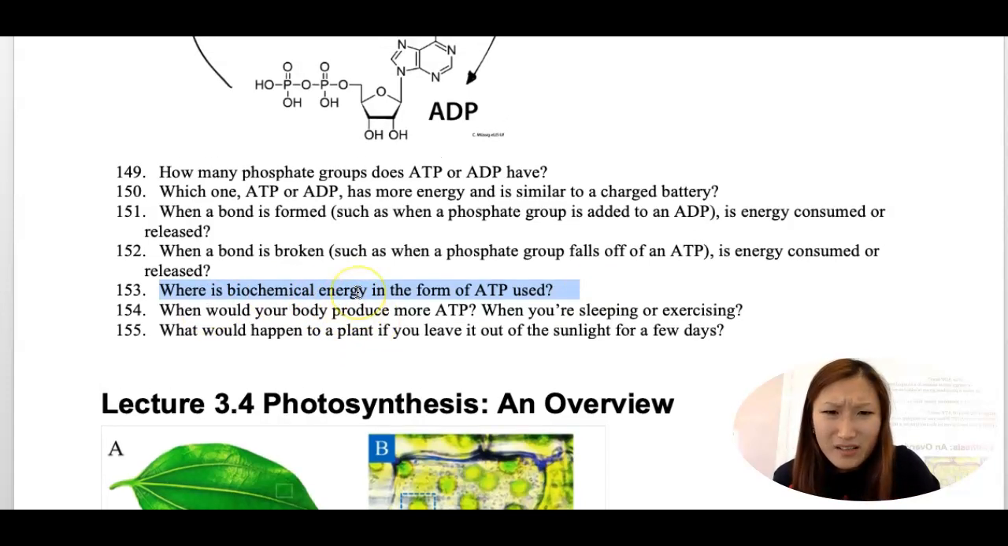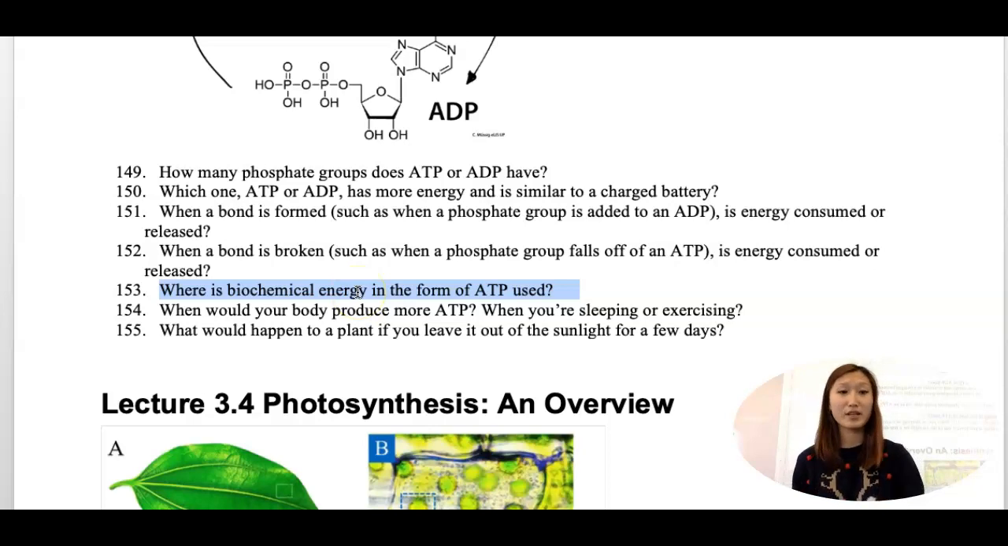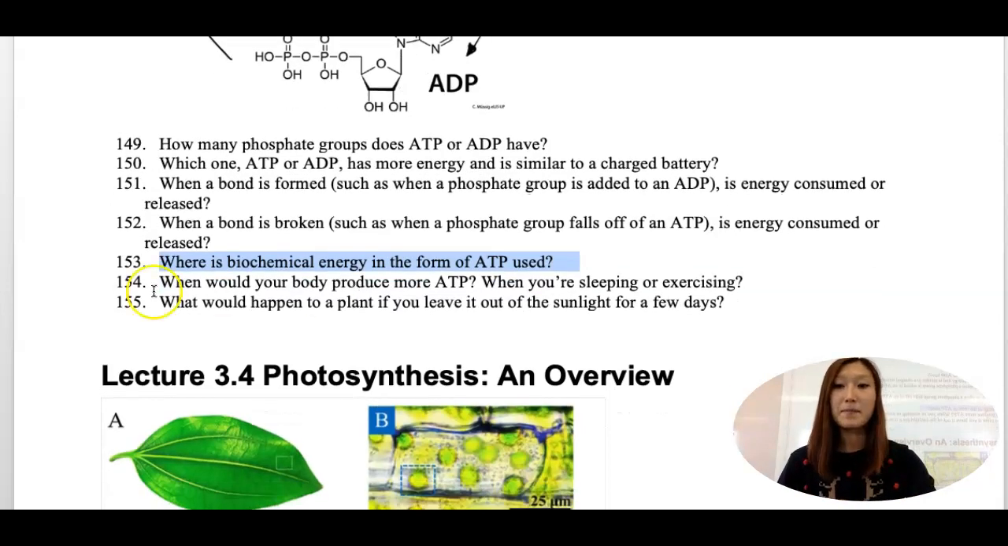Where is biochemical energy in the form of ATP used? So ATP is used for active transport, for example, right? We all say that active transport is low to high concentration of molecule being moved around and that it needs energy. And the energy that it actually uses is ATP.